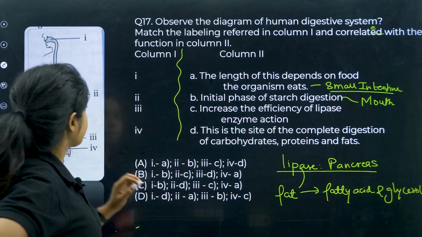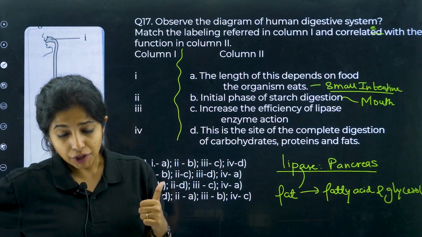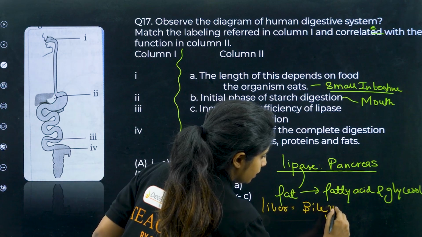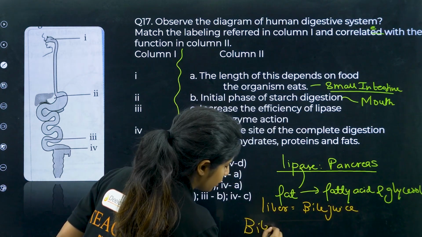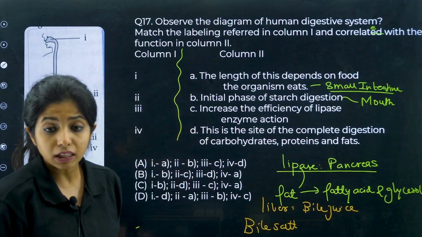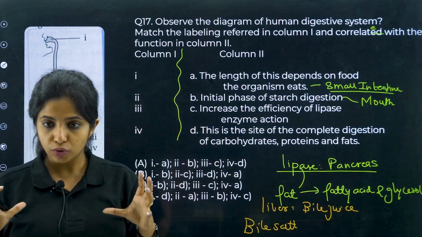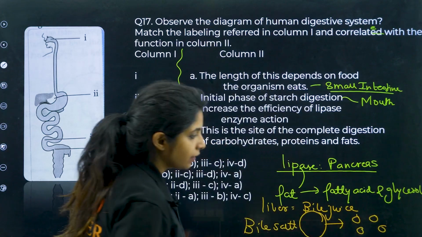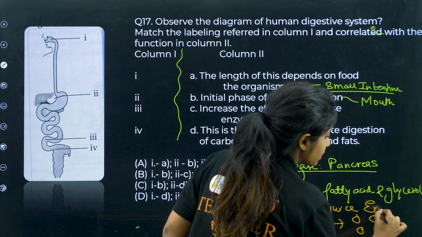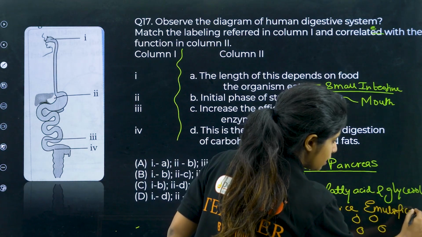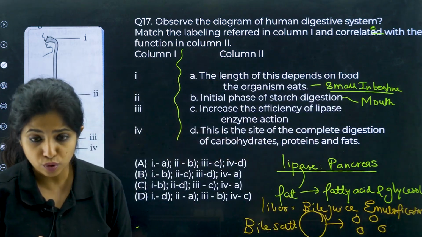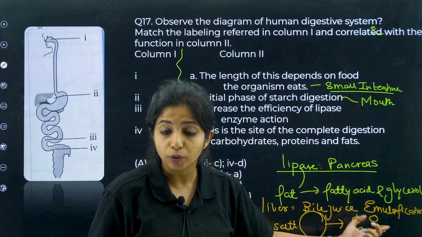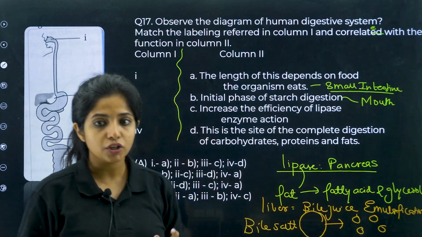Now, the liver secretes something known as bile juice, and bile juice has bile salt. What does the bile salt do? Bile salt acts on big fat globules and breaks them down into smaller fat globules. You call this process emulsification. I'll repeat: the liver secretes bile juice, which has bile salts, which act on big fat globules, break them into smaller fat globules, and this is known as emulsification, my dear children.